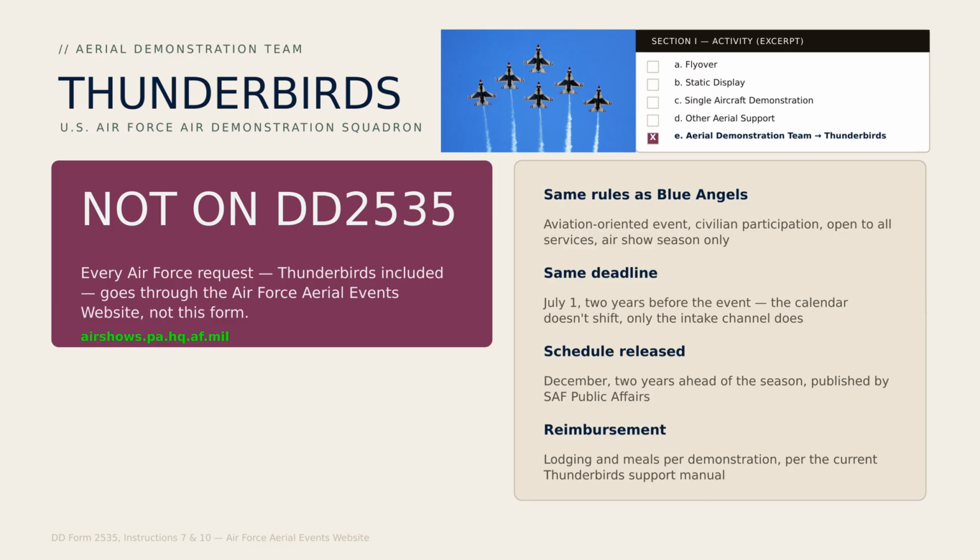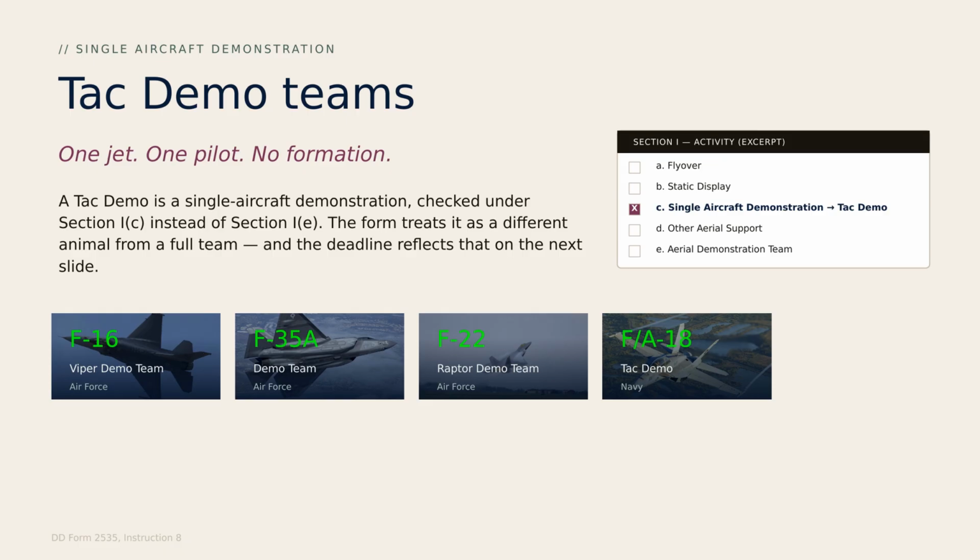That's the key difference to carry into the next slide. Because the form treats single ship demos as their own category, the deadline structure resets. Instead of one calendar rule for everyone, each service runs its own clock, and those clocks are considerably shorter than what you just saw for the Blue Angels and Thunderbirds.